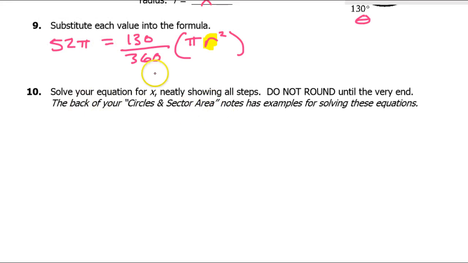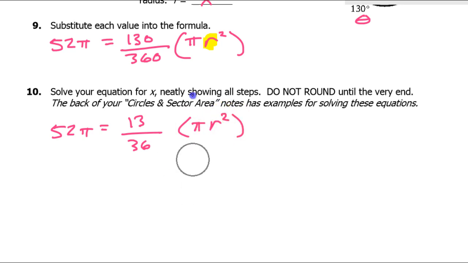So let's solve this equation. What I like to do is to reduce, whenever possible, this fraction right here. So I'm going to go ahead and rewrite this as 52 pi. And I guess it won't reduce past 13 over 36. But might as well go ahead and do that. And I have pi r squared. So what am I going to do now? I would multiply by 36. Good job, Owen. That way these 36s will cancel each other out.